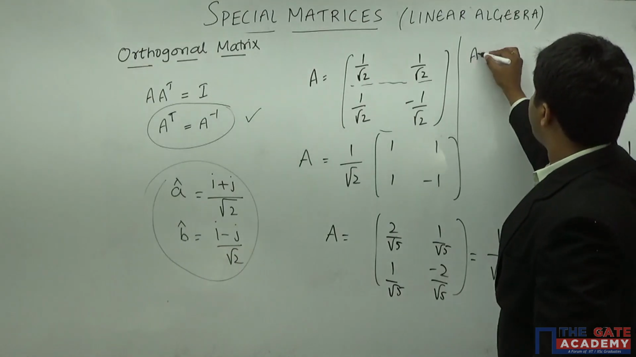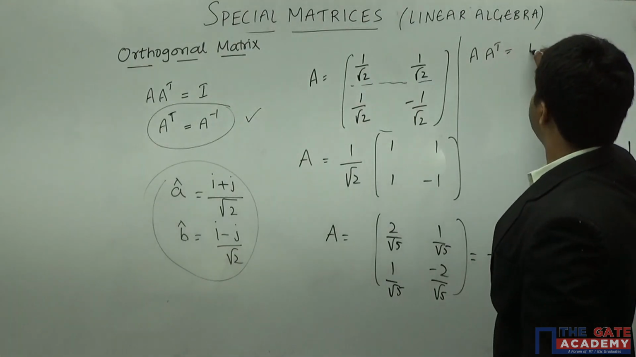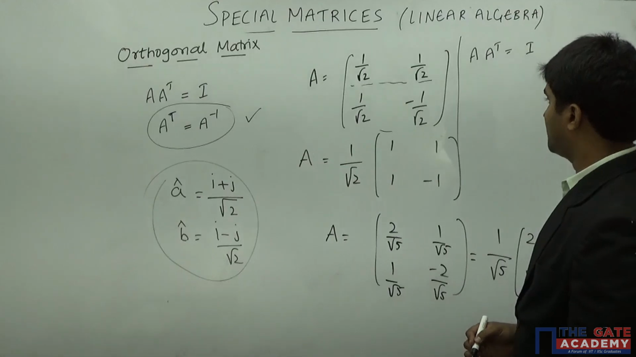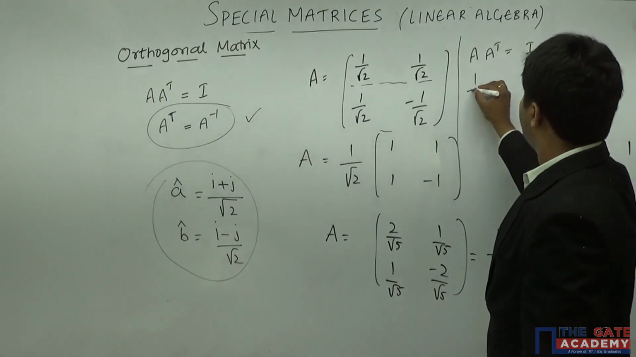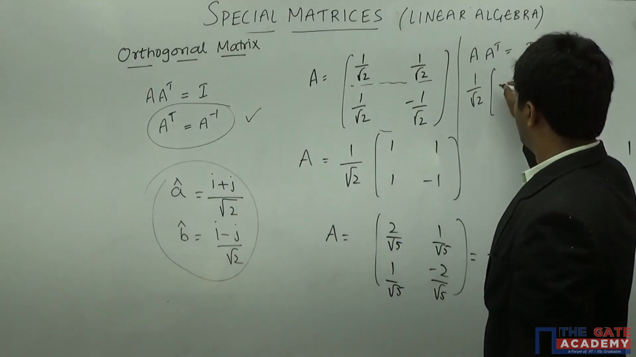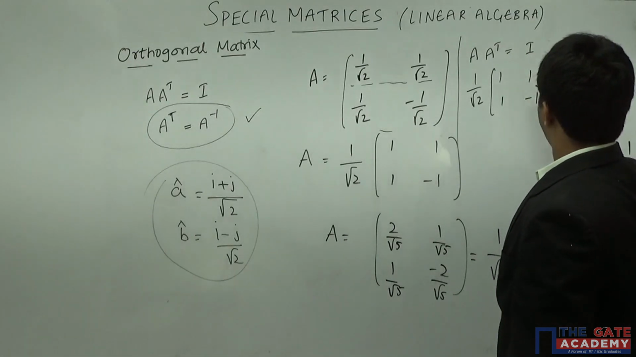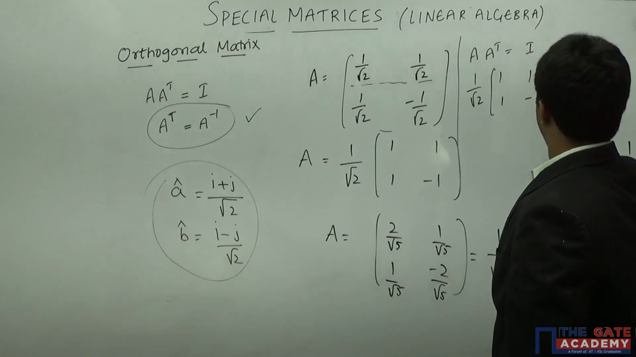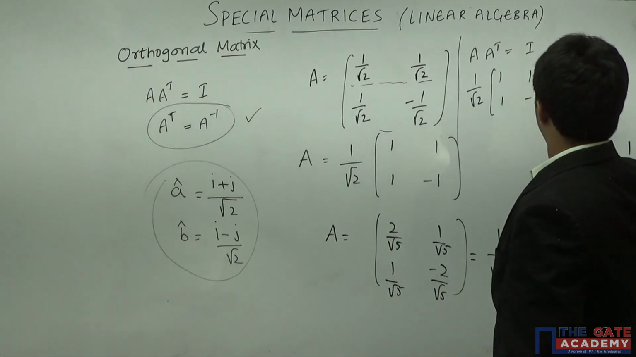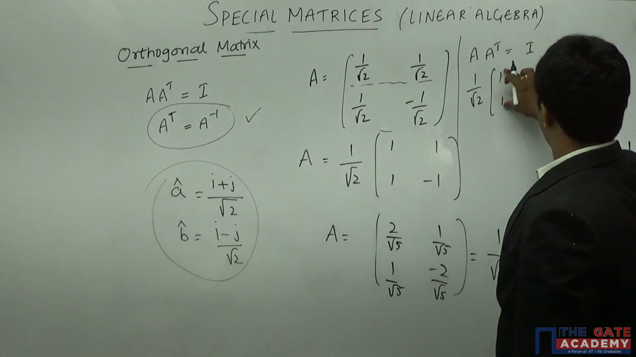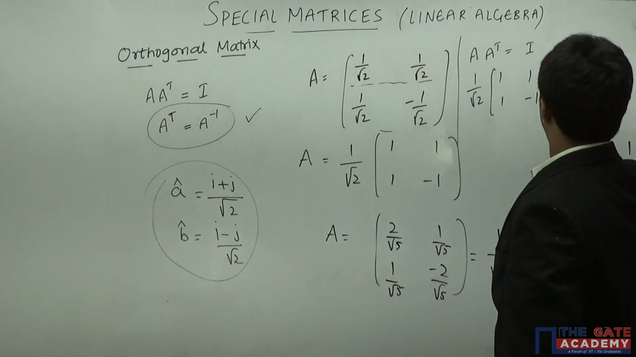We have to check A into A transpose, whether it is equal to I or not. So A, which is 1 by root 2 into 1, 1, 1, minus 1, into its transpose, which is 1 by root 2, 1, 1, 1, minus 1.